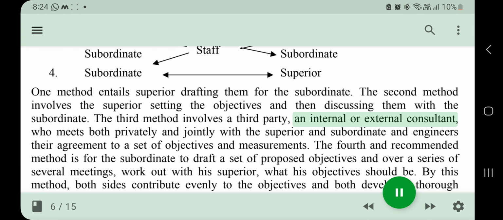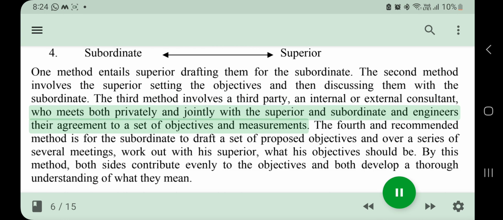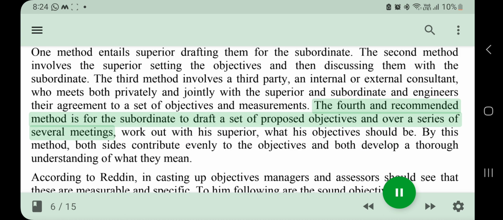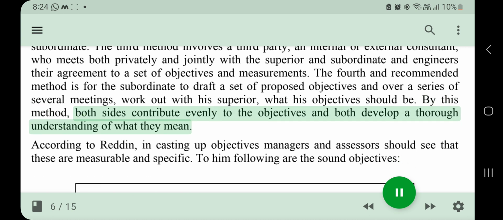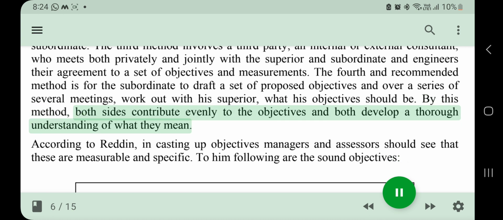The third method involves a third party, an internal or external consultant, who meets both privately and jointly with the superior and subordinate and engineers their agreement to a set of objectives and measurements. The fourth and recommended method is for the subordinate to draft a set of proposed objectives and over a series of several meetings, work out with his superior what his objectives should be. By this method, both sides contribute evenly to the objectives and both develop a thorough understanding of what they mean.